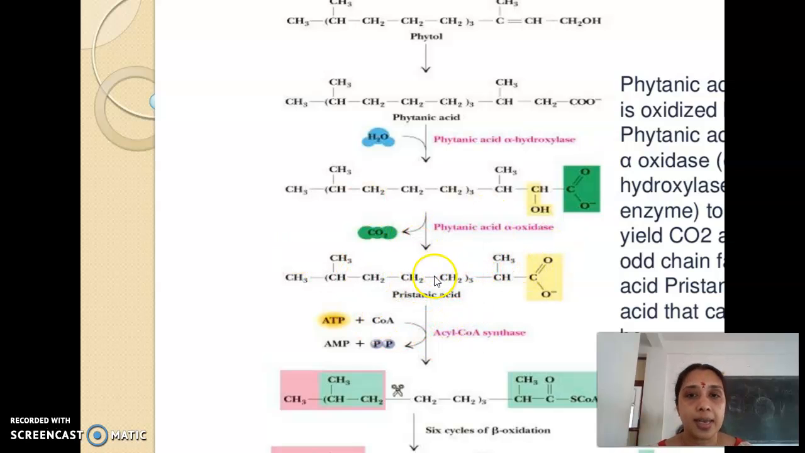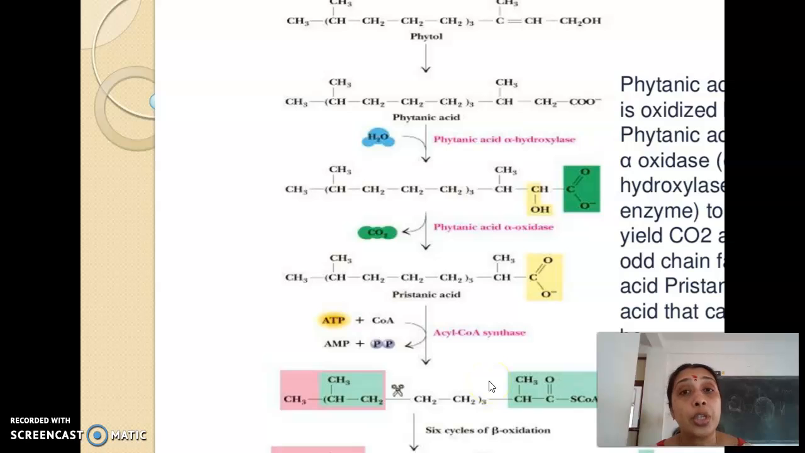It's an odd chain fatty acid. Clear? Now pristanic acid is converted into pristanoyl CoA. Pristanoyl CoA is an odd chain fatty acid. Right? Odd chain and long chain. So what happens? It enters into the peroxisomes and carries out beta oxidation.